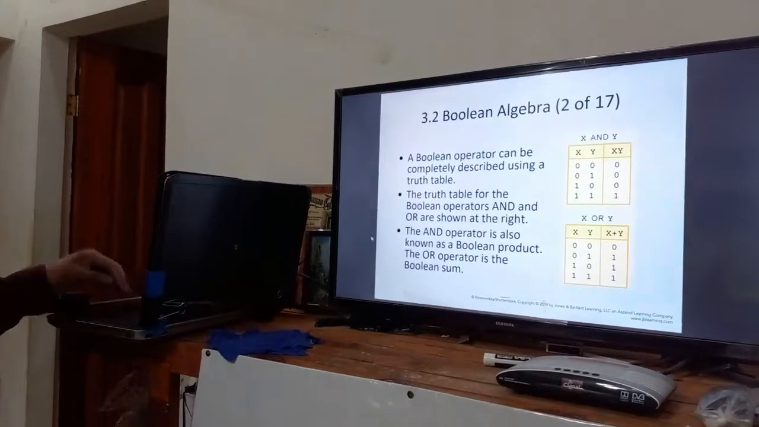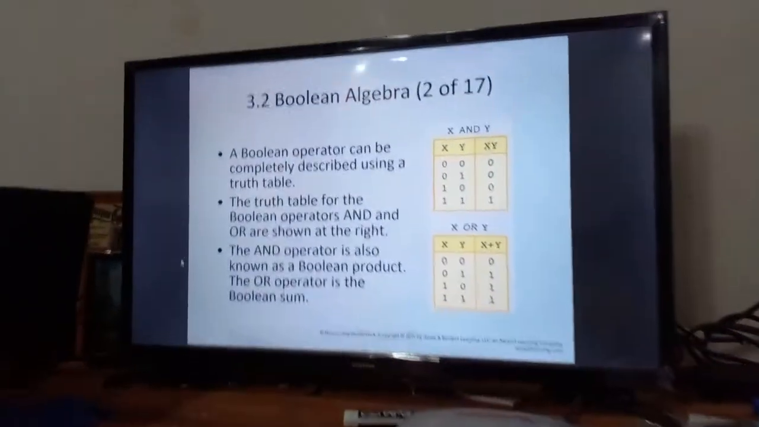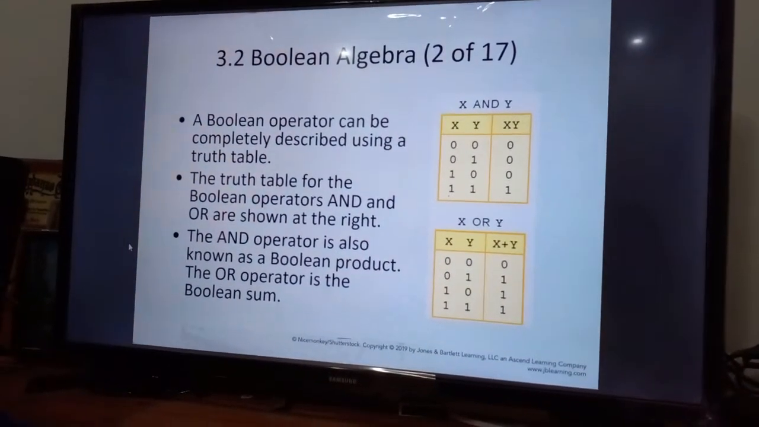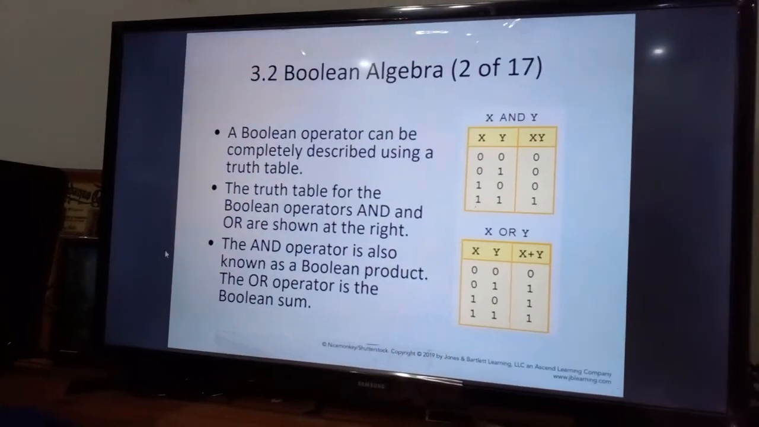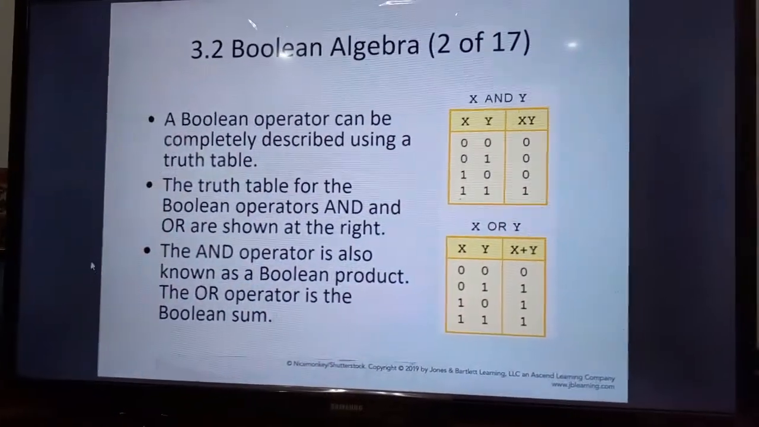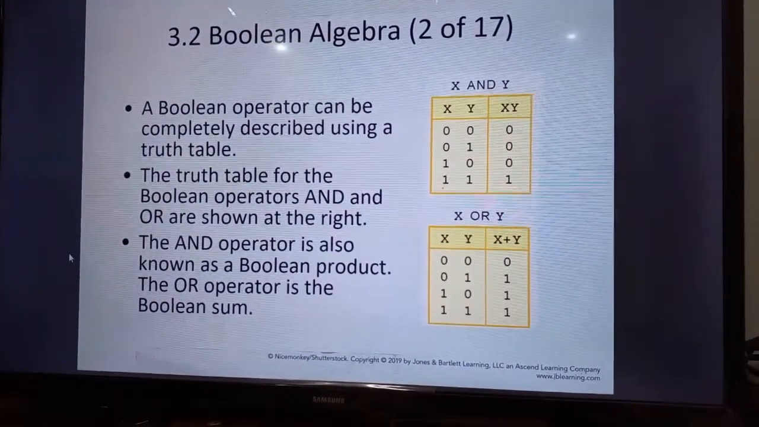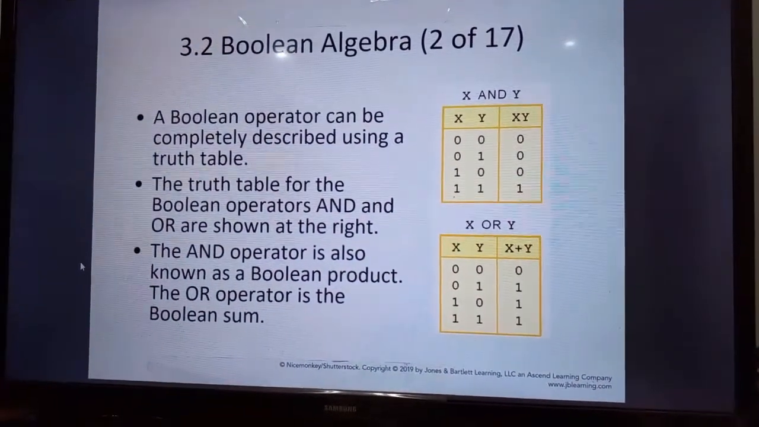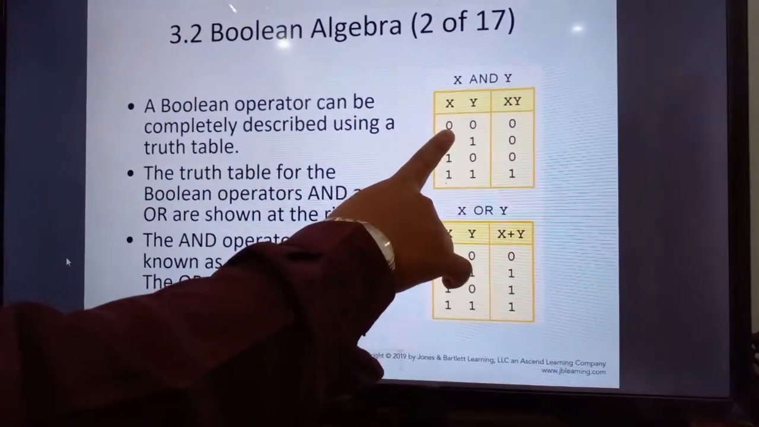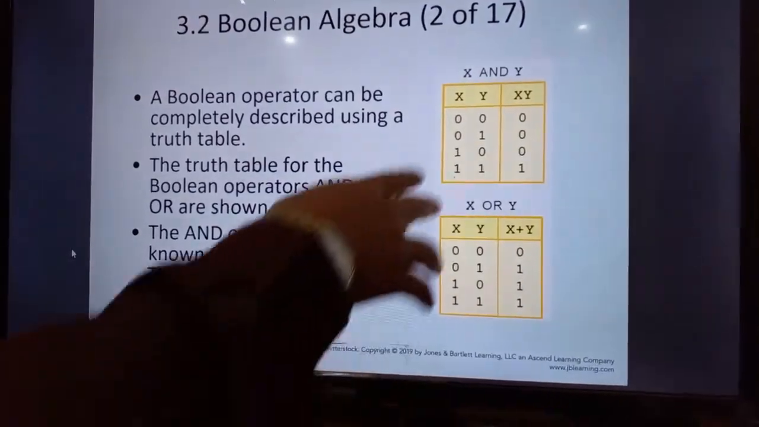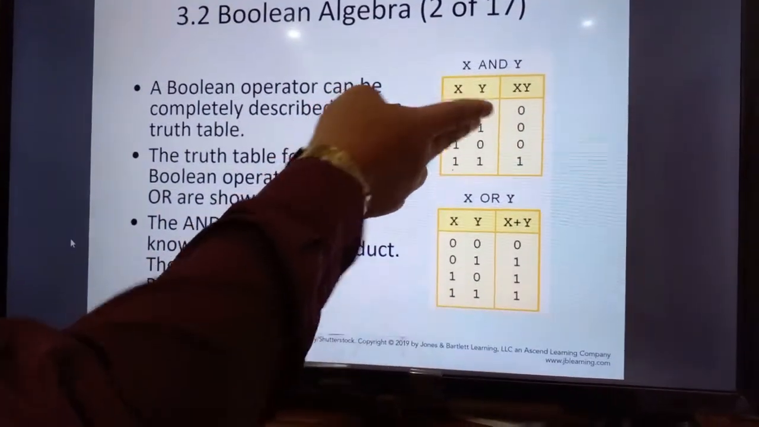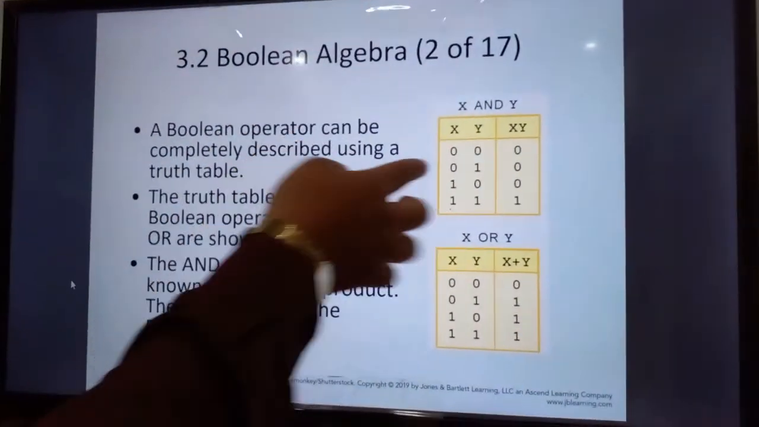Let's proceed. We have the truth table for each operator of Boolean algebra. We have the AND. A Boolean operator can be completely described using a truth table. At the right side, it displays the truth table of its different operations. So we have the AND Boolean algebra. We have statements where 0 is false and 1 is true. In the first statement, we have all false, meaning the whole statement is false.